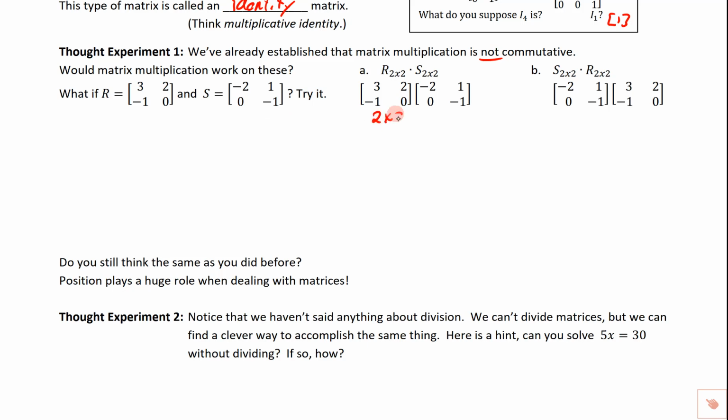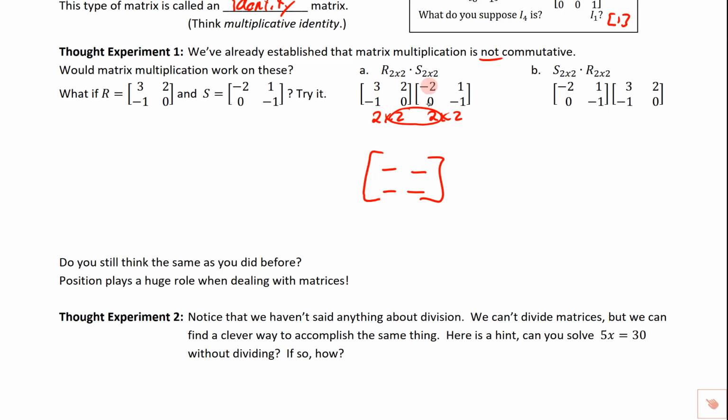So this is a 2 by 2. And this is a 2 by 2. So if we do R times S, the inner dimensions are the same. We're going to end up with a 2 by 2. So I'm going to have 2 rows with 2 columns. So this is what I need to fill out. And again, I'm going to try not highlighting here. So let's see what we get.